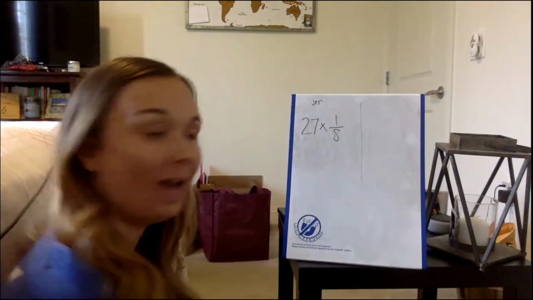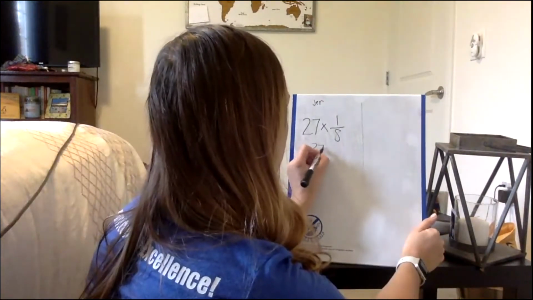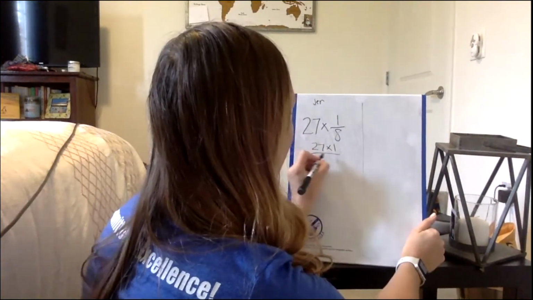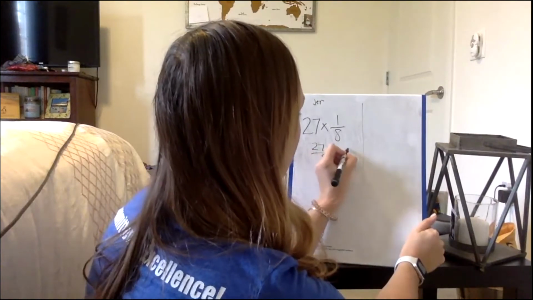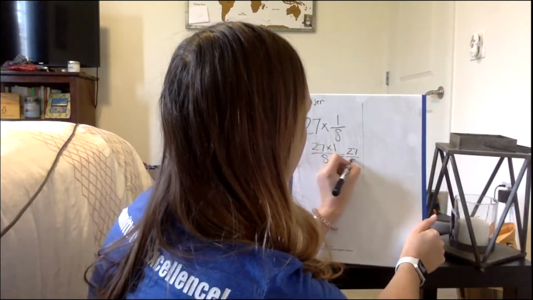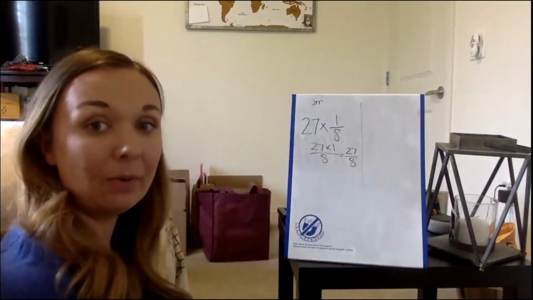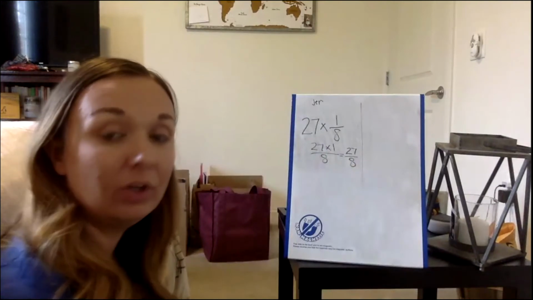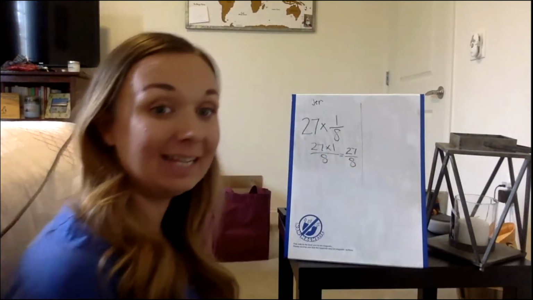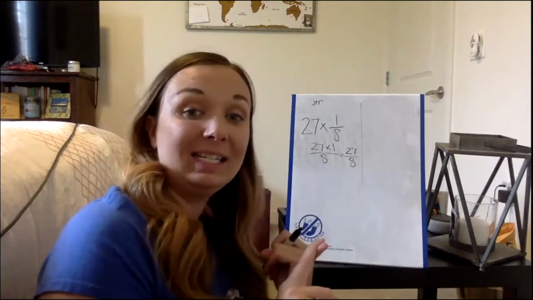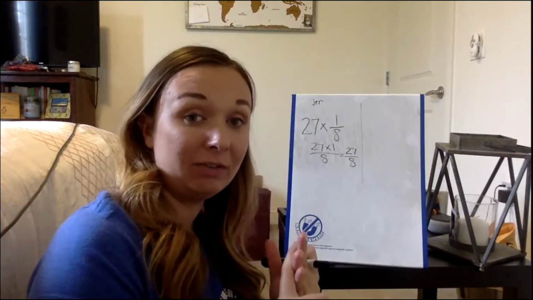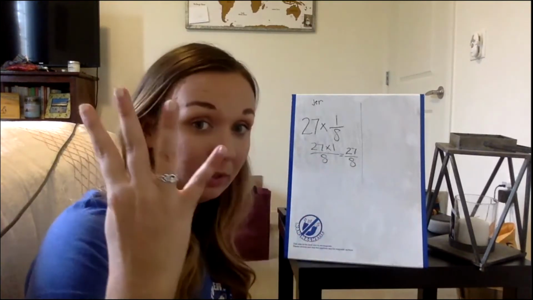And to solve for that, I'm going to do 27 times 1, and they're going to stay eighths. And I'm going to get 27 eighths. I want to go through and pull out my wholes. So I know I need to skip count by 8. 8, 16, 24, 32. 32 was too big.